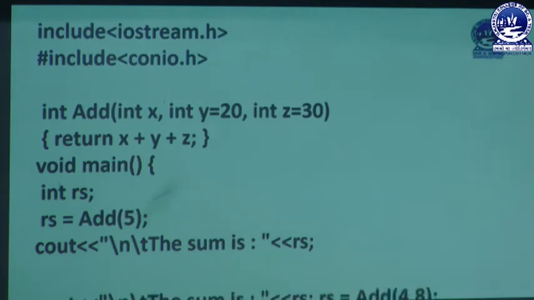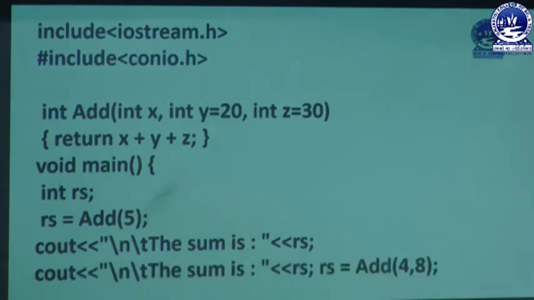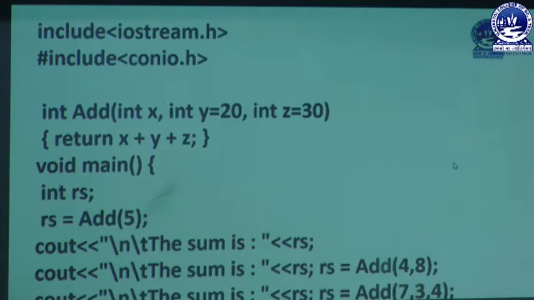Okay. Suppose you use another function call, that is rs = add(4, 8). Here what will happen? The x value will be 4, the y value will be 8 and the z value will be 30. So you will get output 4 + 8 + 30, it means 42. Similarly, if you use another function call and write add(7, 3, 4).